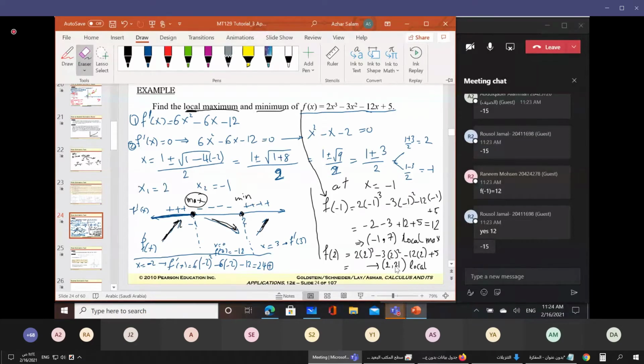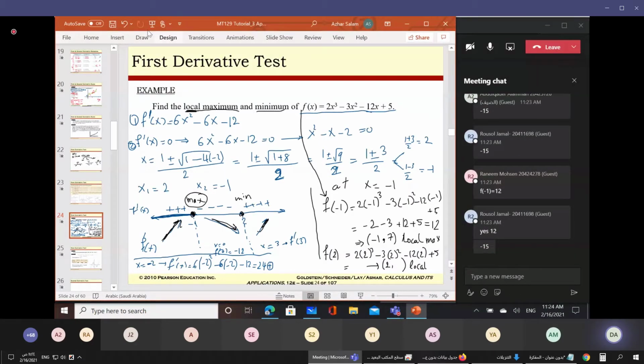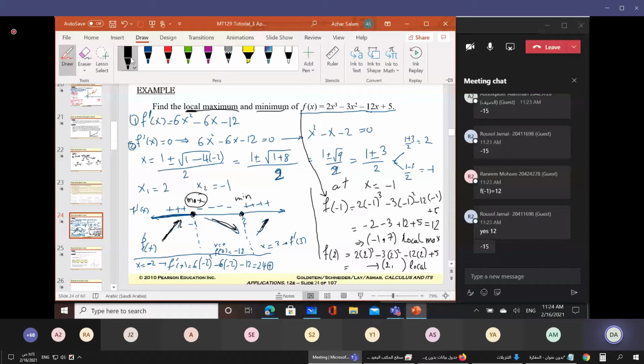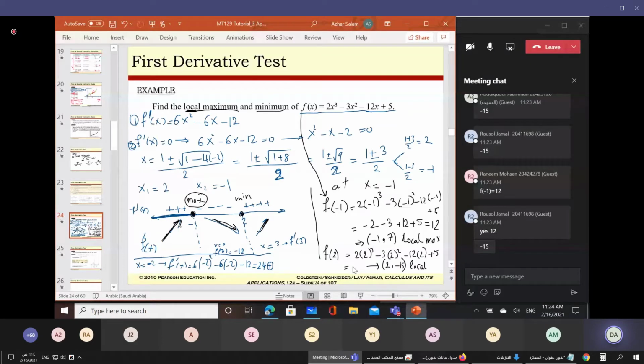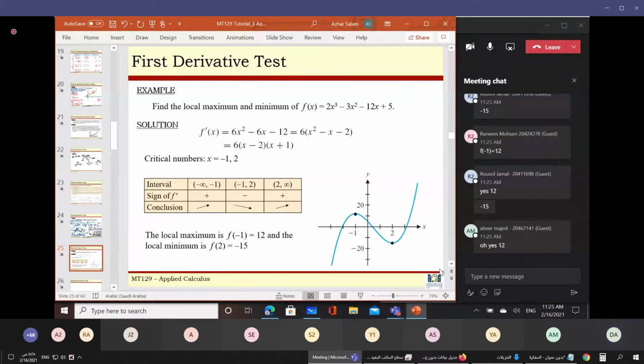Minus 15. Okay, here minus 15. We will check it later in the next slide. Okay, this is minus 15. Okay, the point minus 2 and minus 15 is local, as we said, minimum. Yes, here 12 for the first one and minus 15 for the second one.